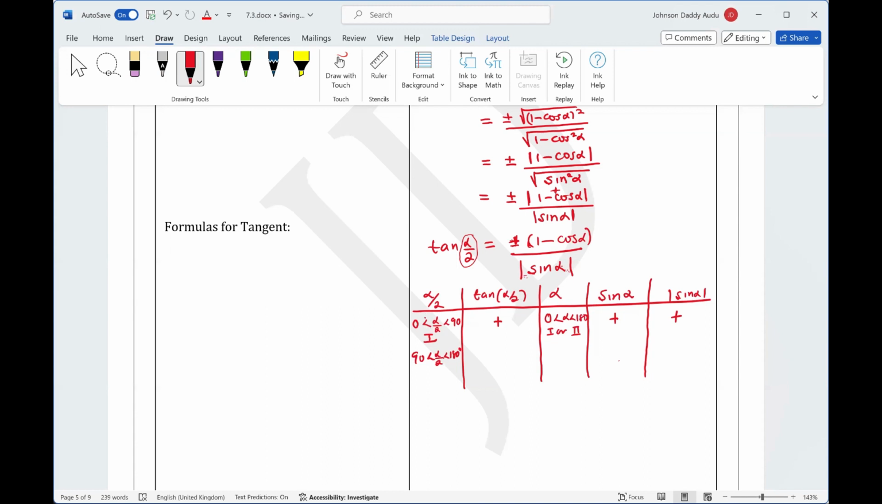In this case, you see that tan alpha over 2 is either in the what? It's going to be in the second quadrant. So in the second quadrant, this is going to be negative, right? Tan alpha over 2 will be negative. But alpha itself is going to be between 180 and what? You multiply by 2, so it's going to be between 180 and 360, right?